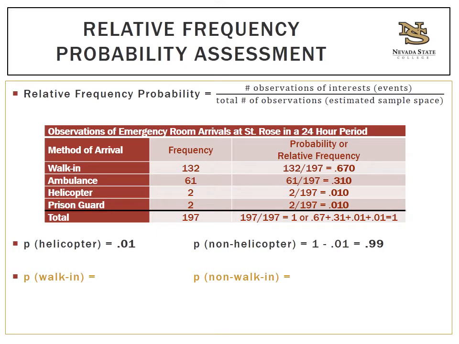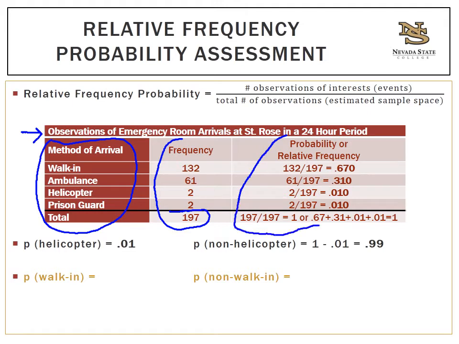So let's start with a really simple example where we're just looking at relative frequency for a single variable. You can see here that this data represents observations of emergency room arrivals at St. Rose in a 24-hour period. You'll also see that this first column represents all the different methods of arrival, and then how many patients out of a total of 197 had that method of arrival. Then in this column, you'll also see the probability or the relative frequency. Same thing. This should not be foreign to you. You saw something very similar to this in your lecture on frequency distribution tables, but we're going to review it again anyway.